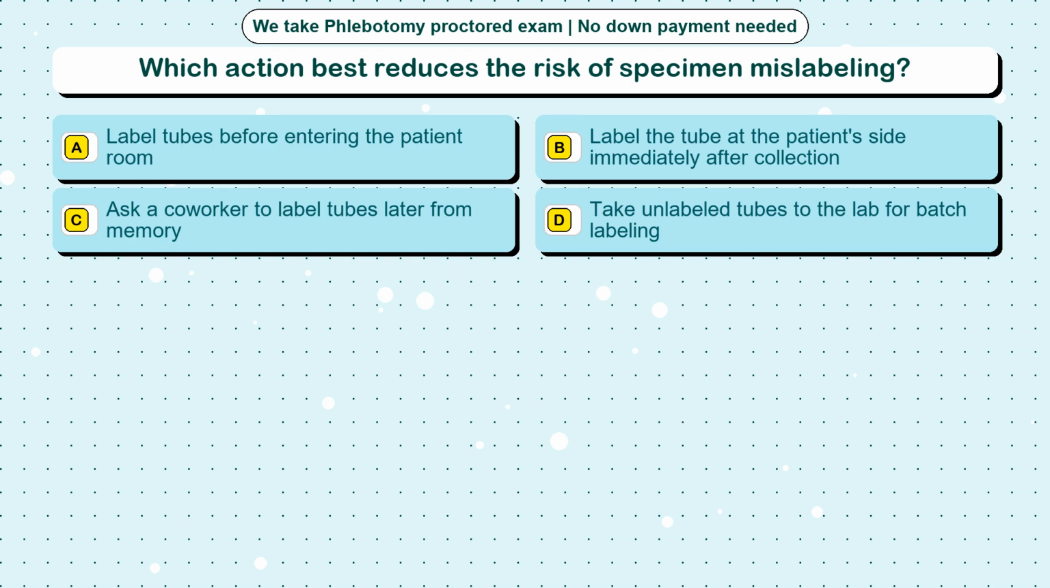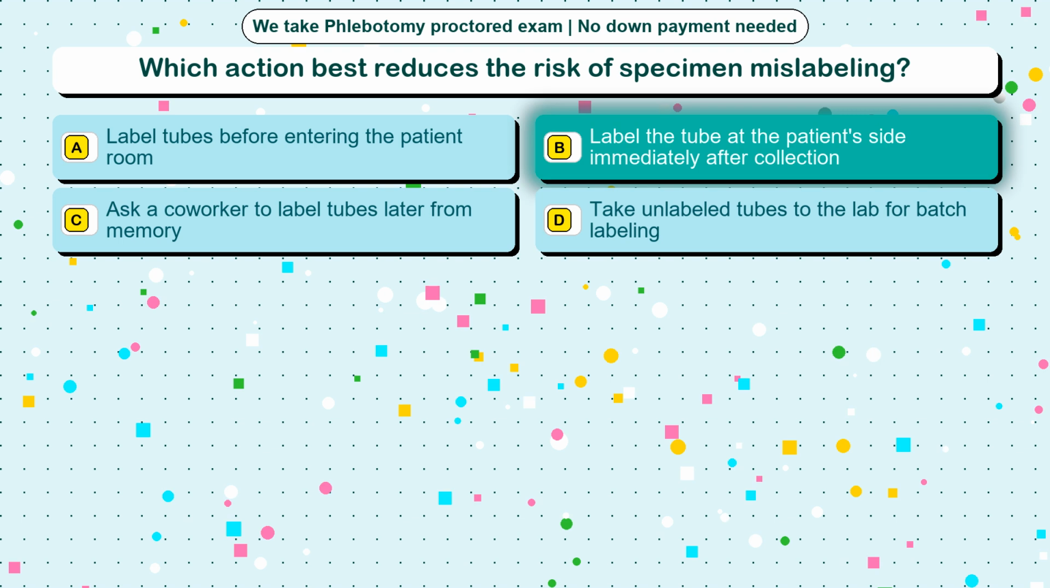Question 13. Which action best reduces the risk of specimen mislabeling? Option A. Label tubes before entering the patient room. Option B. Label the tube at the patient's side immediately after collection. Option C. Ask a coworker to label tubes later from memory. Option D. Take unlabeled tubes to the lab for batch labeling. The correct answer is option B.